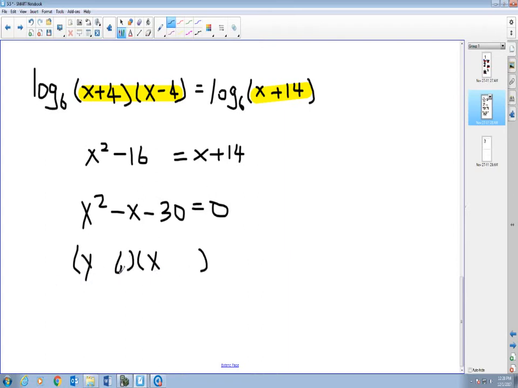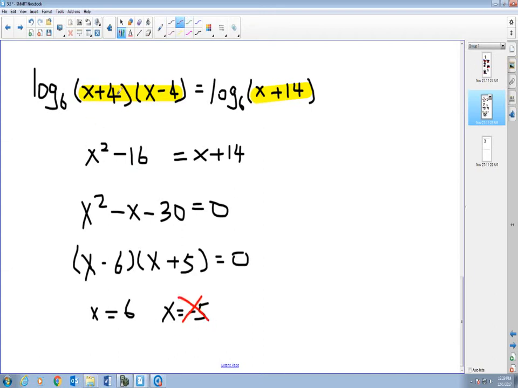Alright. Since the last sign is negative, one is positive, one is negative, to end up with a negative 1 in the middle, I have to have a negative 6, positive 5. So my answer, x equal to 6 and x equal to negative 5. Now if I take this negative 5 and plug into these x's, I will actually end up with a negative in one of these parentheses. So I cannot use a negative for an answer.